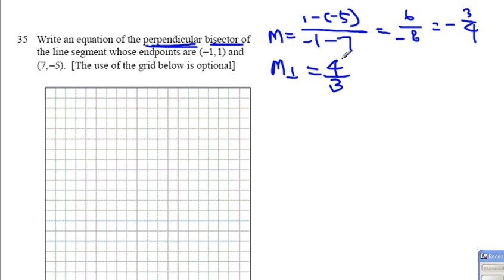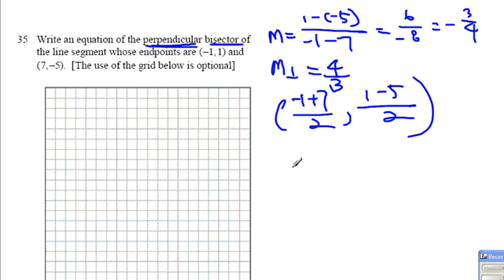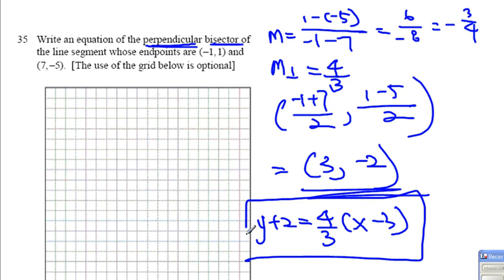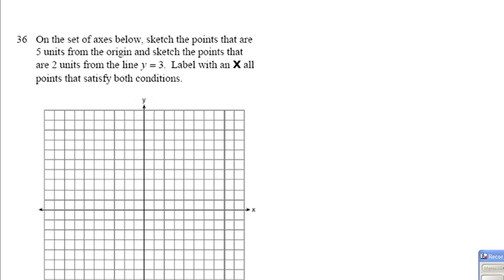Now, second, we need to find the midpoint. Midpoint is almost like an average. Here we have -1 plus 7 over 2, and then 1 minus 5 over 2. Then what do we end up getting? The left side becomes 3, the right side becomes -2. So 3 comma -2. Using these two pieces of information, we can find it, because y minus -2, that means y plus 2, is equal to 4 over 3 times x minus 3. That becomes our answer.